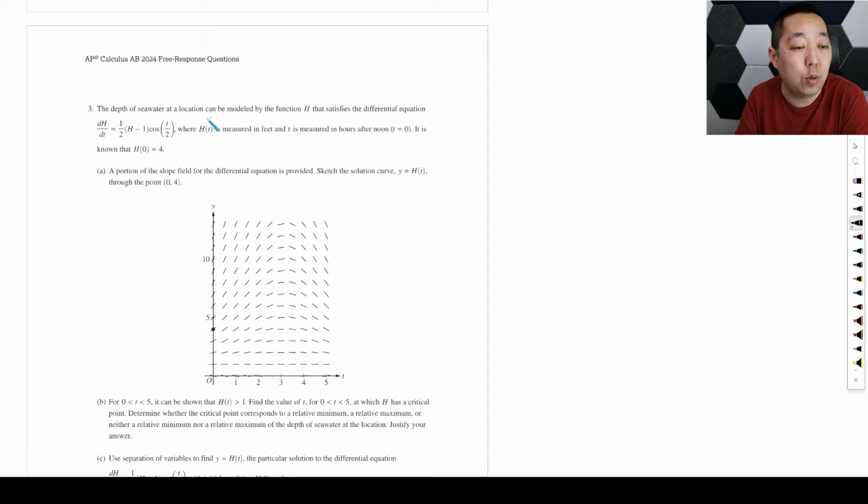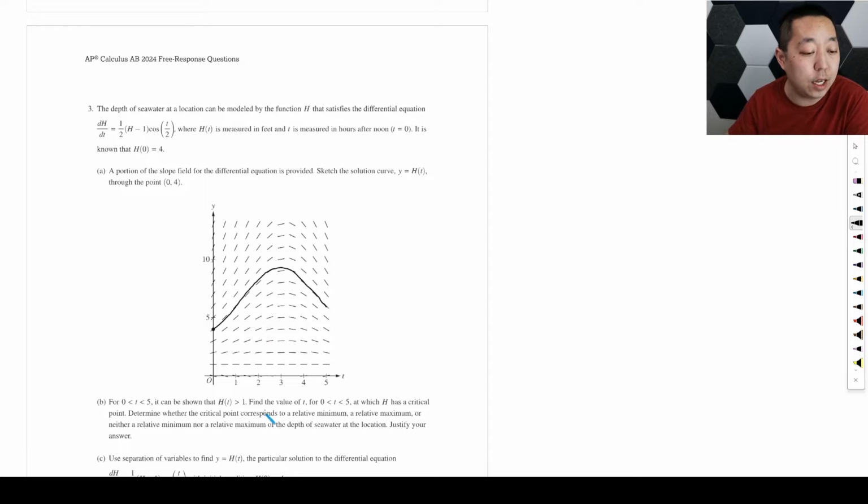The depth of the seawater at a location can be modeled by function h that satisfies the differential equation. It is known that h of 0 equals 4. A portion of the slope field is provided. Sketch the solution curve through the point (0, 4). So here's the curve, and then you're just going to follow that curve around like that. Okay, so just connecting the dots, or connecting the hash marks.